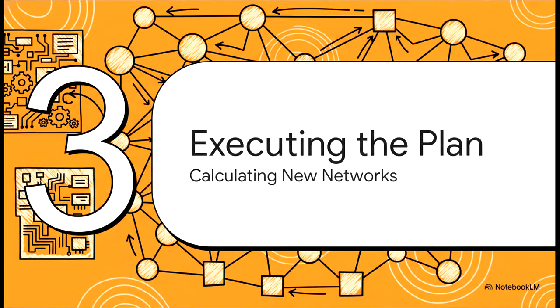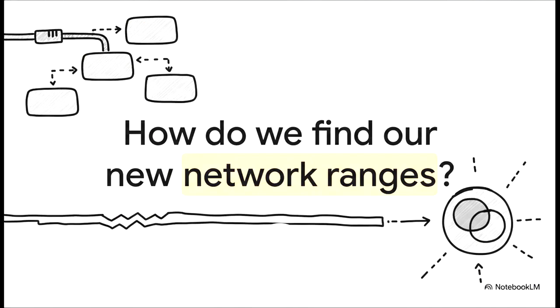Okay, so we've officially changed the rules of the game with our new subnet mask. Now let's figure out what this new playing field actually looks like. It is time to calculate our 4 brand new networks. Right, so we know we have 4 networks, in theory. But what are their actual addresses? You know, where does one network stop and the next one start? How do we map out these new boundaries we just created?